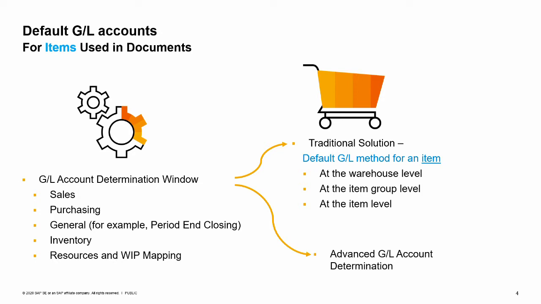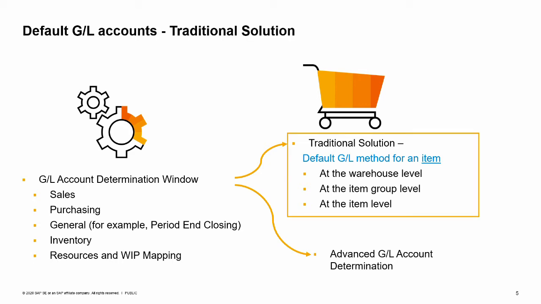When items are used in the transactions, there are two options for account determination: the traditional solution and the advanced solution. Note: it is very important to ensure you make decisions about GL account determination together with the client accountant. Both options are based on the accounts defined in the GL account determination window.